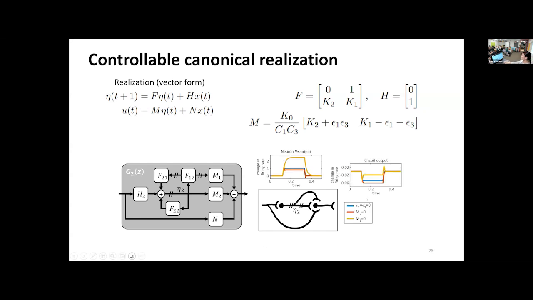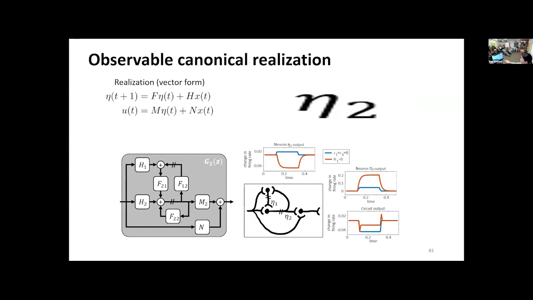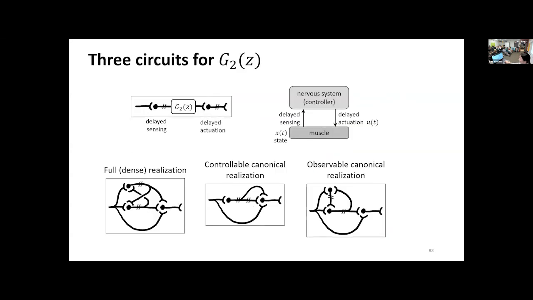We have different parameters. In this case, we're changing the C and epsilon parameters, and you can change those parameters to give different neural behaviors. Okay, just for completeness, I have one more, which is the observable canonical realization. It puts zeros in different places. Whoa, okay, I don't know what happened there, but that's the resulting circuit. Okay, so I'm basically done.